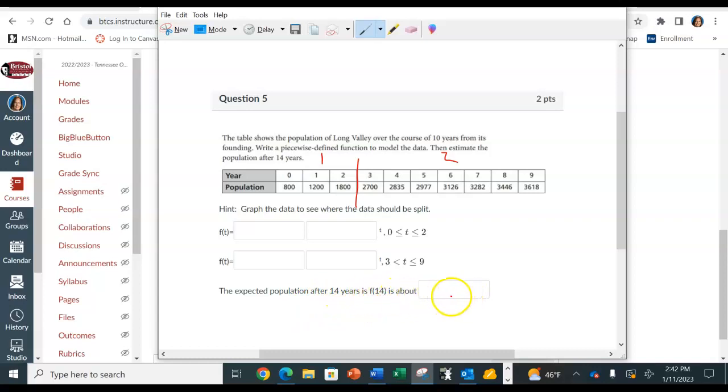Once you have your two functions, it says the expected population after 14 years is f of 14 is about what? So since this second equation here says, once you find the equation, it's going to say t is less than or equal to 9. So you can take this equation, substitute 14 in, and then solve, and that would give you your answer for here.